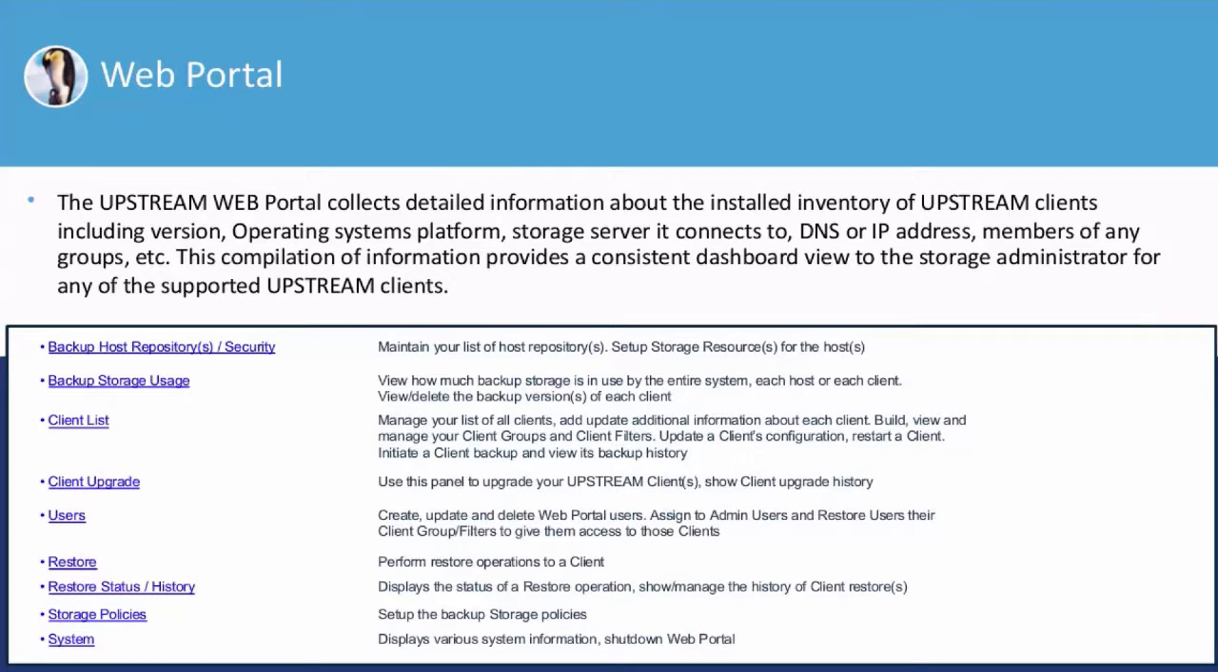The Upstream Web Portal collects detailed information about the installed inventory of Upstream clients, including the version, operating system platform, storage server it connects to, DNS or IP address, members of any groups, etc. The compilation of information provides a consistent dashboard view to the storage administrator for any of the Upstream supported clients.